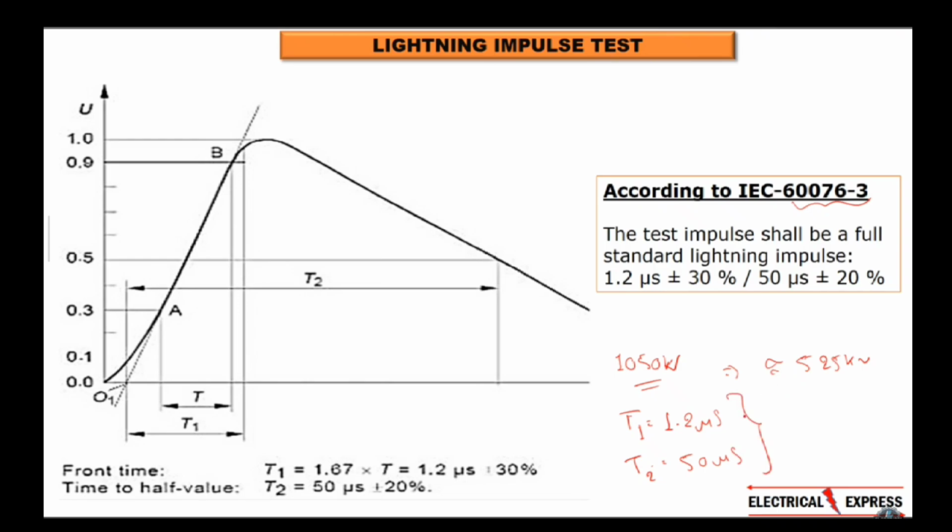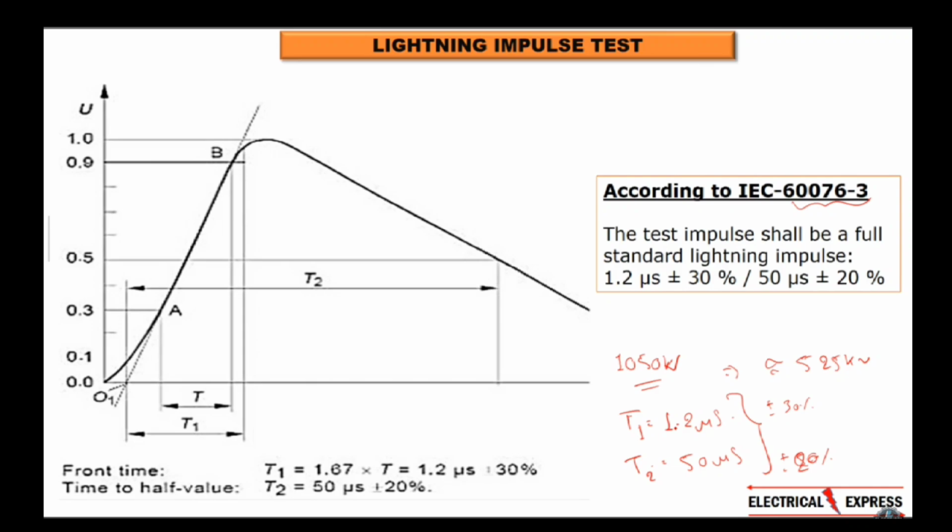So here IEC tells us that there is some tolerance also, that this peak can be plus minus 30%, or the front time, and the tail time can be plus minus 20%. That means the tail time should come in 40 microseconds to 60 microseconds, and the peak, which is front time, should come in 1.2 microseconds plus minus 30%.